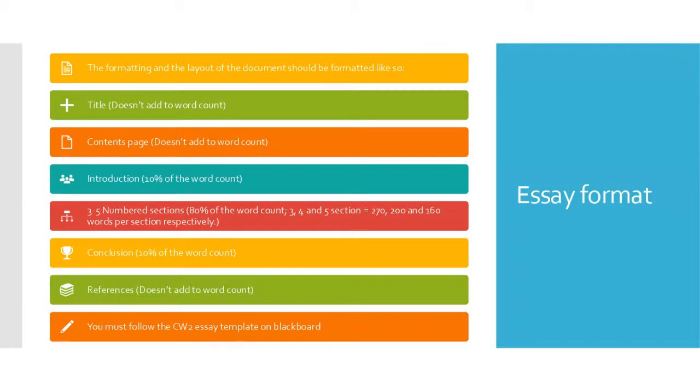If you had 3, 4, and 5 sections, that would be 270, 200, and 160 words per section, respectively. And then your conclusion should be about 10% of your word count. Then you should have your list of references at the end. That can be done automatically, and we've already discussed that in other lectures and labs. There's also the video that I keep talking about for referencing on Blackboard if you're confused about how to insert references. And you must follow the Coursework 2 essay template on Blackboard.